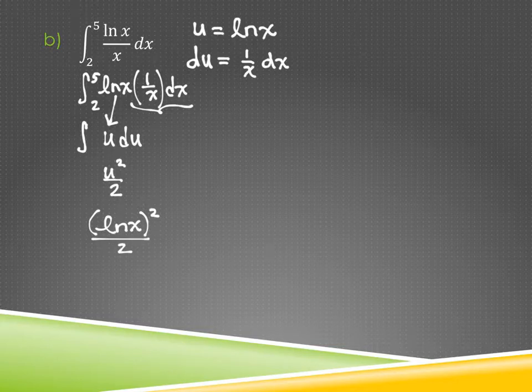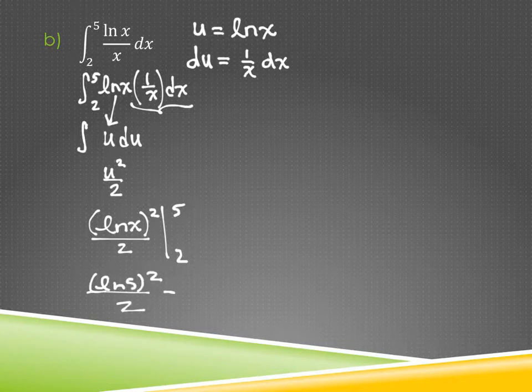And now that it's back in terms of x, I can use the limits of integration I was given, which was 5 and 2. So literally, what we talked about last time is you can take the 5 and you plug it in for x. So this is natural log of 5 squared over 2 minus natural log of 2 quantity squared over 2. And this will give me an expression. It'll still be an approximation because this is going to be irrational. So I'm still going to get an approximate, but let's figure out what this would be.